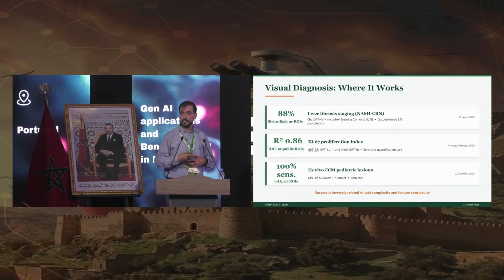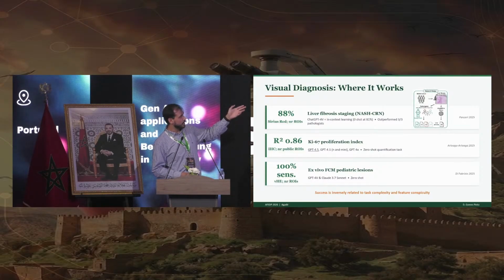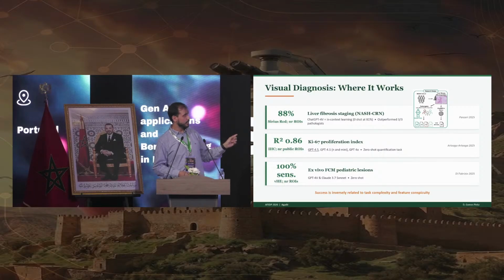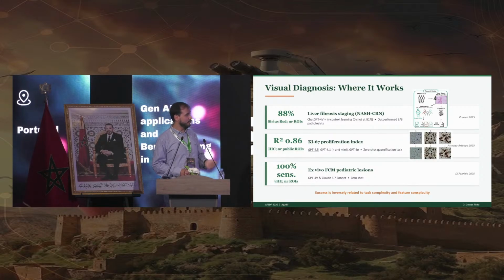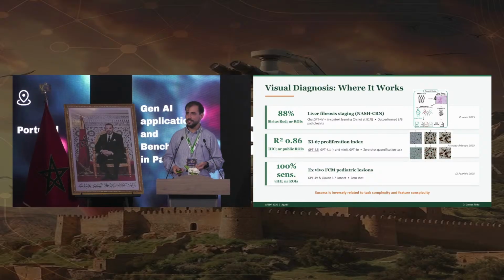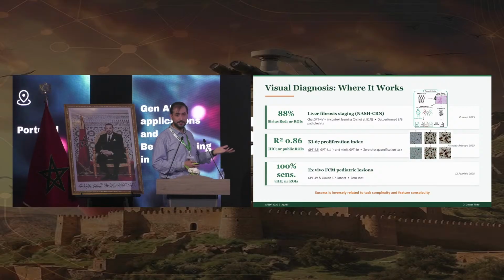So where have they shown to be useful? In very narrow, simple tasks. For instance, in the estimation of liver fibrosis in Sirius red, with in-context learning, they did very well, improving over the zero shot, and outperformed the pathologists. For biomarker counting, of course, I would say this is like hammering a nail with a spaceship, using an LLM to count Ki-67. But you can do it.